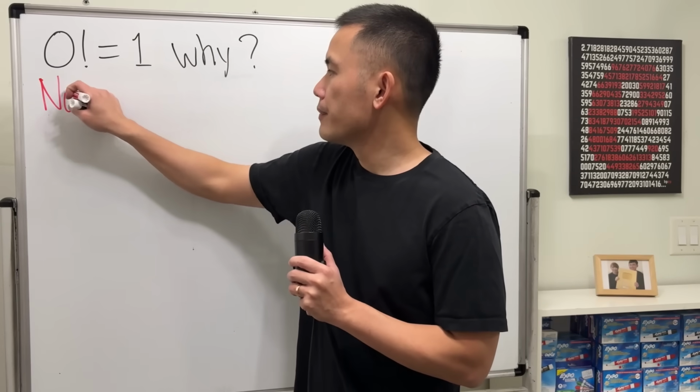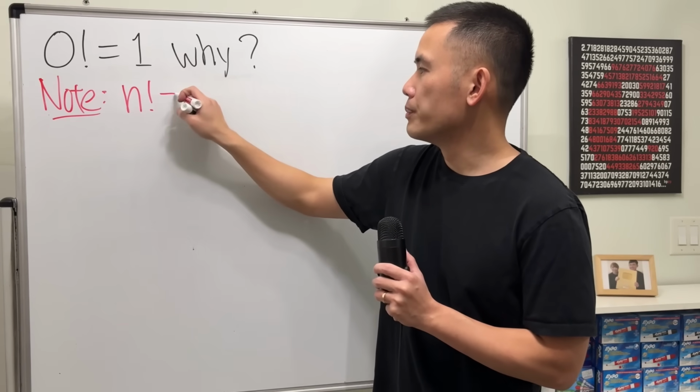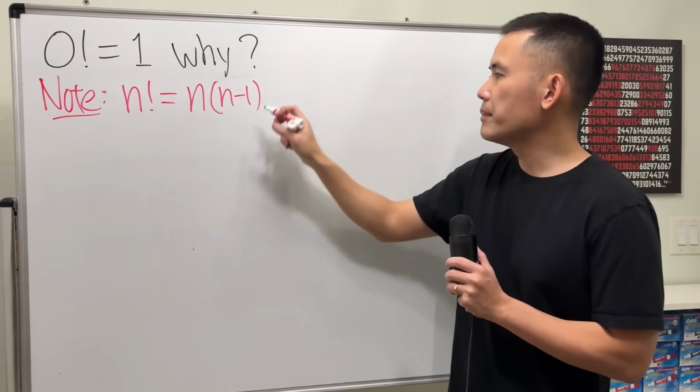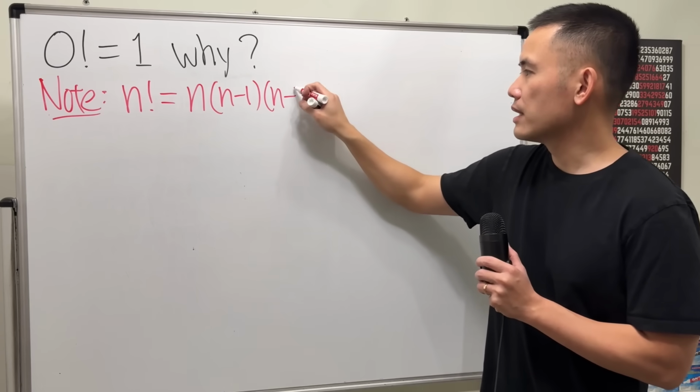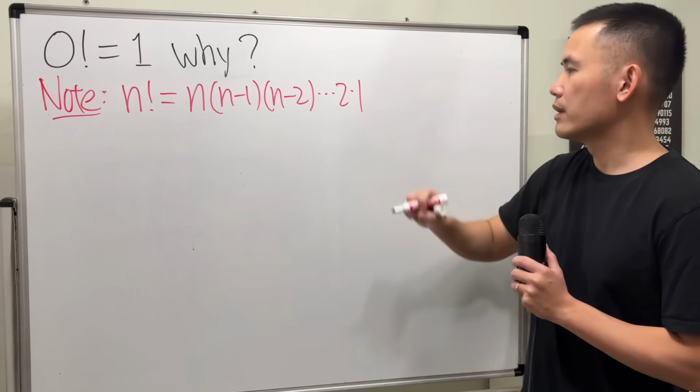So right here, we define some number n factorial to be: you start with n, and then you go to the next number, and you multiply them, and you continue, so the next one is n minus 2, and so on, up to when we get to 1, and then we are done.